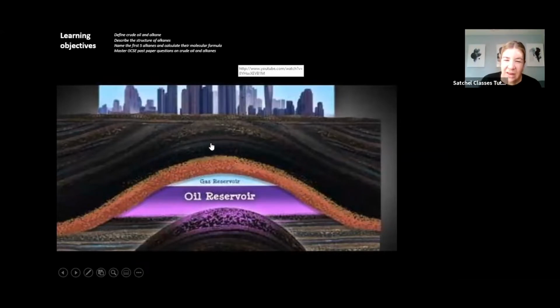Usually if you dig down through the layers of rock, you sometimes find a natural gas reservoir, which we also use as a fossil fuel. And here you have your oil reservoir. This is what we would dig up and use as crude oil.